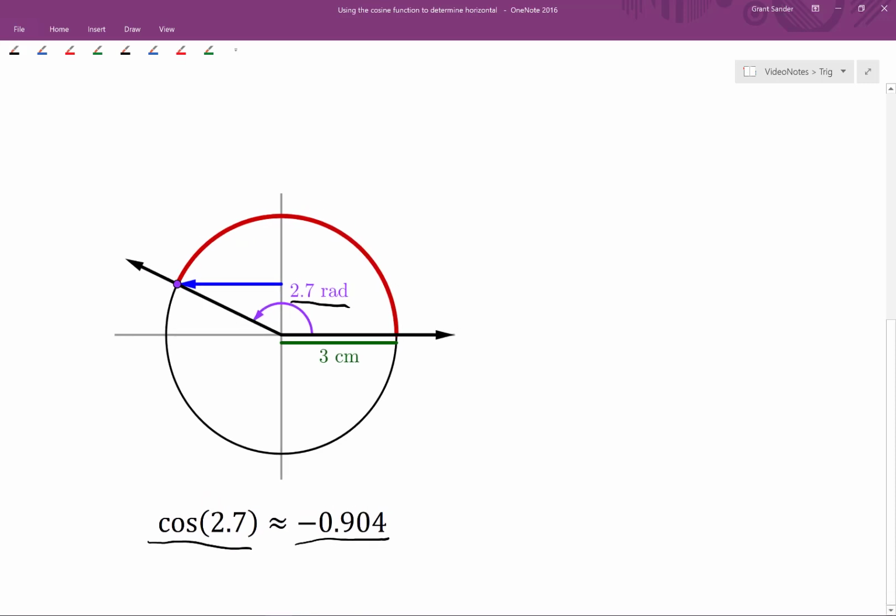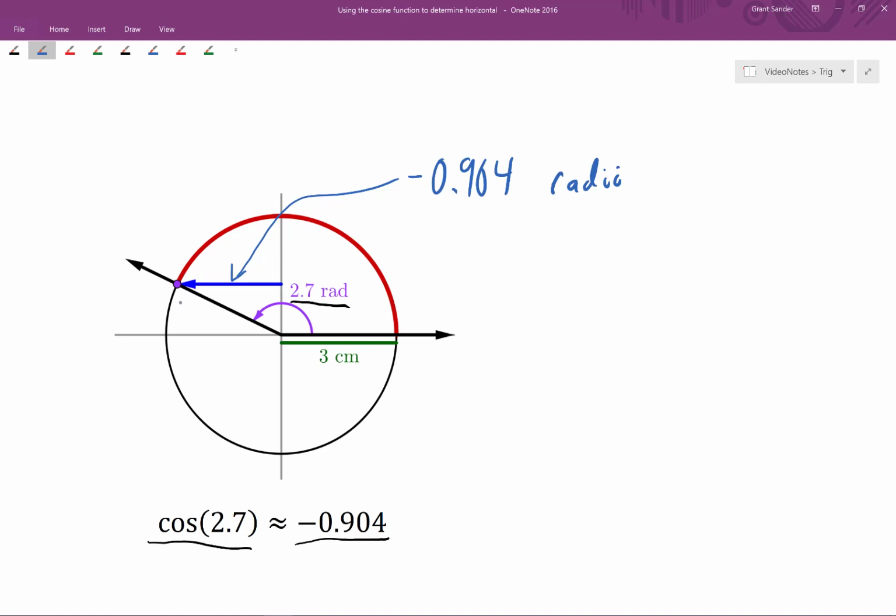And since the output of cosine tells us the terminal point's distance to the right of the center of the circle measured in radius lengths, this number of negative 0.904 tells us that the horizontal distance of that terminal point is negative 0.904 radius lengths, which I'll also call radii. So negative 0.904 radii to the right of the center of the circle. And the reason we have a negative there is because that terminal point is actually to the left of the center of the circle. So saying something is a negative distance to the right really means it's to the left.